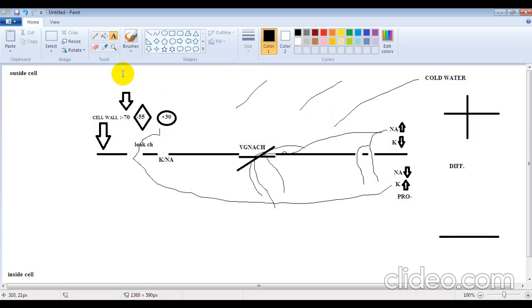This means that to maintain -70 charge on the cell wall, the positive potassium ion always goes through the leak channel from inside the cell to the outside. Please keep these three points in your mind and focus on them, because we need them when we want to explain how the potassium nitrate works.